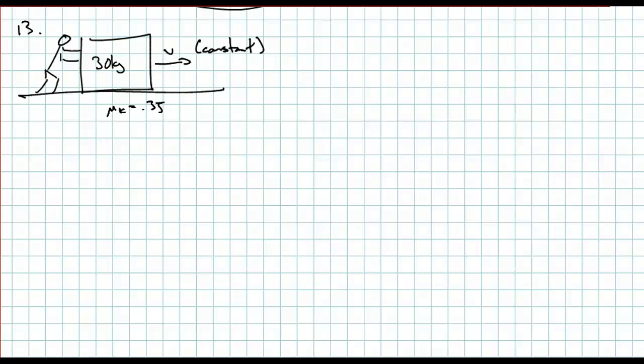Okay, we're looking at a friction problem here. We have a 30 kilogram box on a flat floor. We're given that the coefficient of kinetic friction between the floor and the box is 0.35, and we want to know how hard you have to push to move the box across the floor at constant speed.